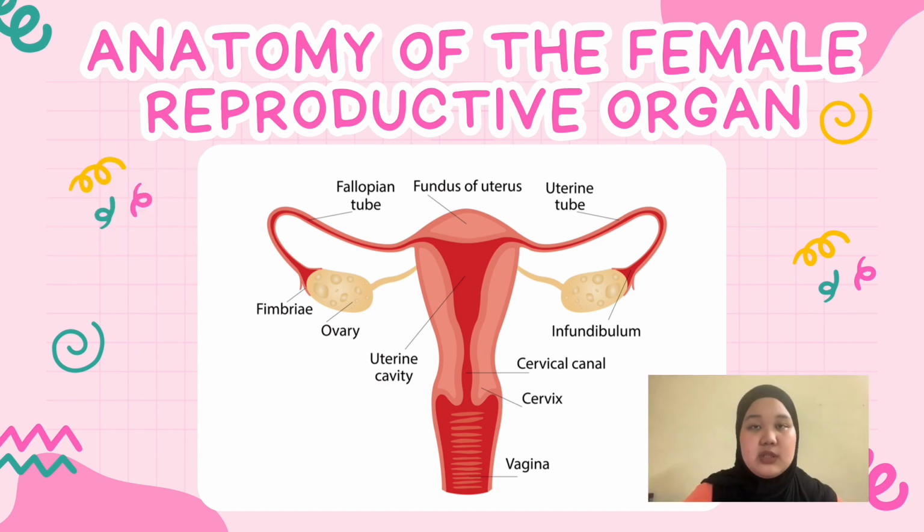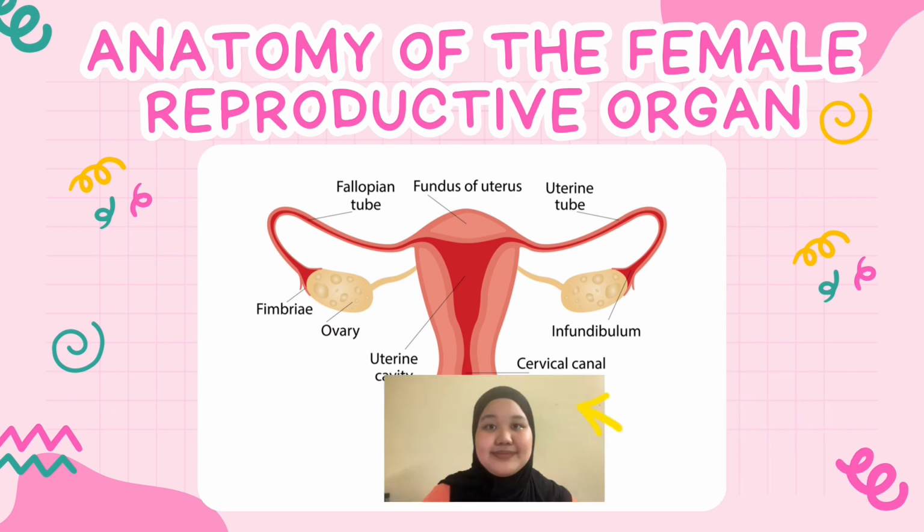Lastly, I'm gonna talk about the cervix. Cervix is a muscular and tunnel-like part of the female reproductive organ. The function of cervix is to allow fluid pass between the uterus and vagina.